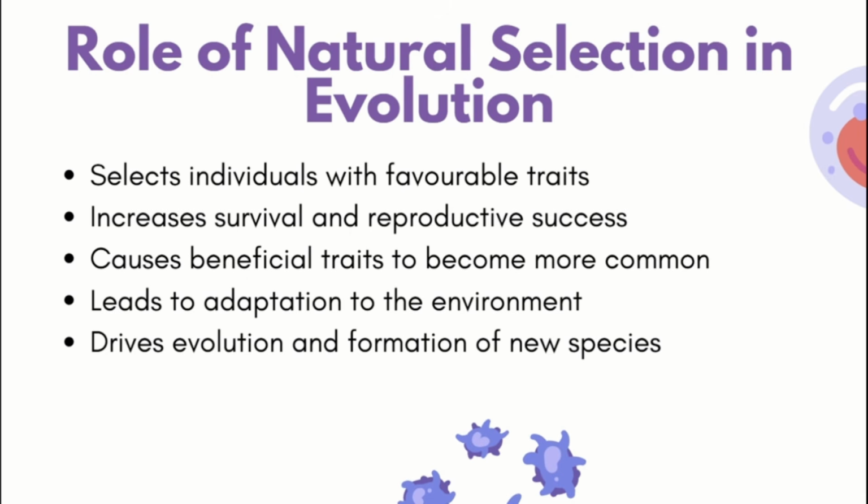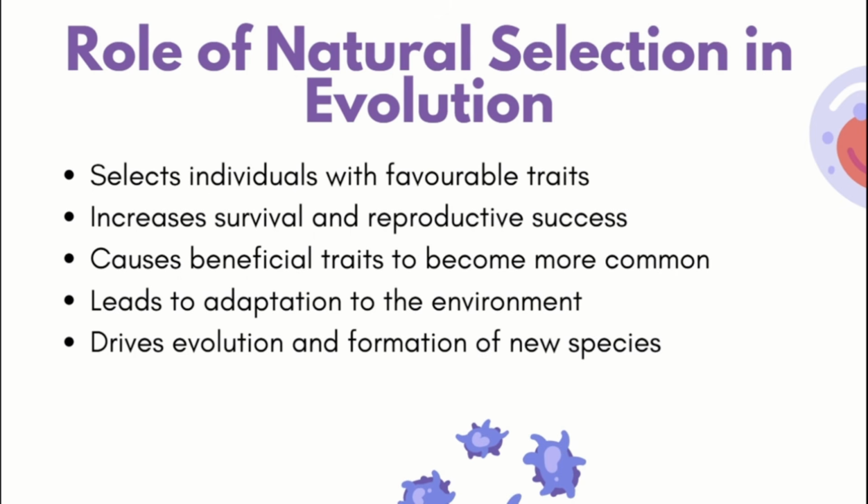1 million years ago, or however long, let's just say, for example, having short legs was advantageous. And then a million years later, because natural selection influenced it, now short legs are not favorable. So it's now long legs, just for example purposes only. So basically, the role of natural selection in evolution is that it selects individuals with favorable traits. It increases survival and reproductive success. It causes beneficial traits to become more common. Exactly, that's basically what I was saying just now.